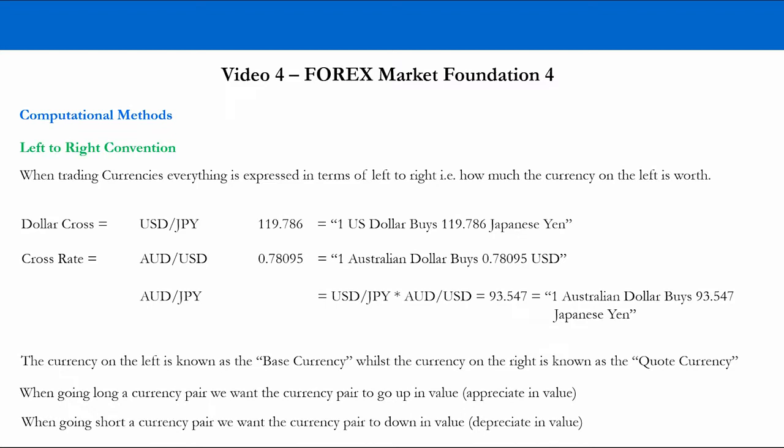And a lot of retail Forex traders think that because they know a couple of basic computational methods and they combine this with some technical analysis, so maybe they know how to work out their P&L, or they know how to work out a cross rate, for example, they think that because they know this and combine it with technical analysis, it's going to make them profitable. Well, it doesn't.